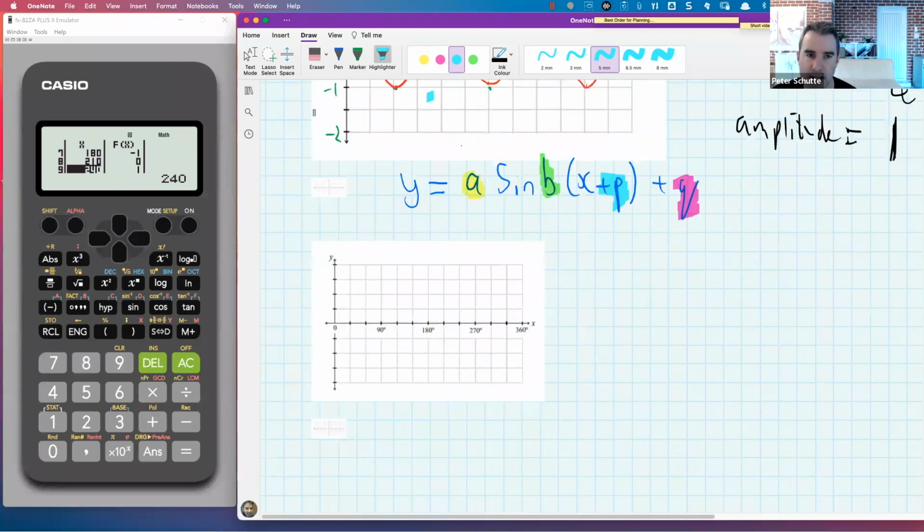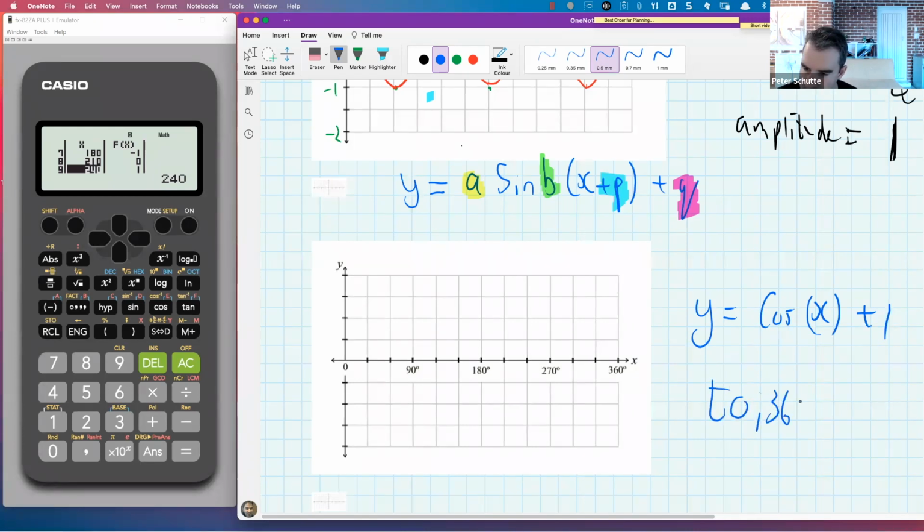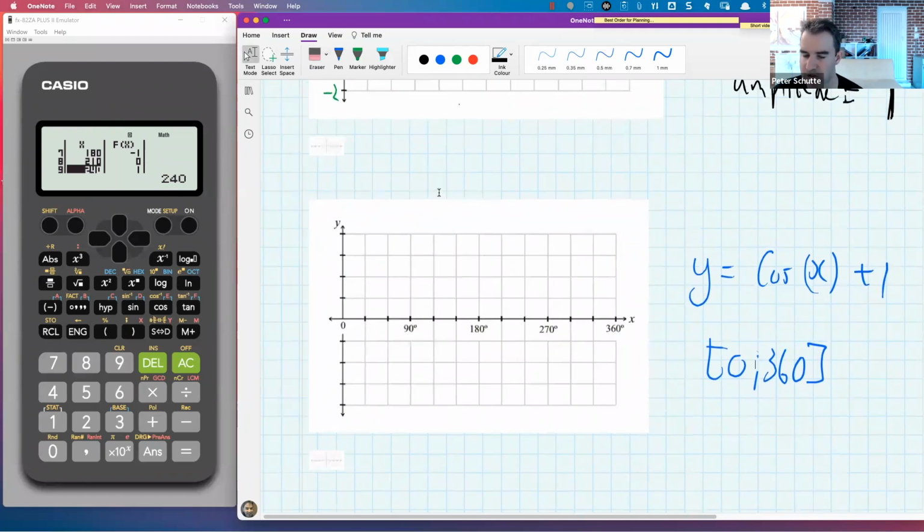So this one's a little bit easier, but I just want to make sure you've got it in the tank in terms of understanding. I want you to draw for me the graph of y equals cos x plus 1 over the domain 0 to 360. So that is what I want you to try and draw. I'm going to let you figure out what's going on there. If there are any questions, please do ask.